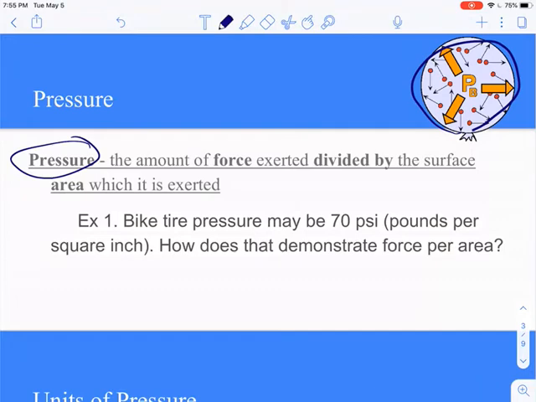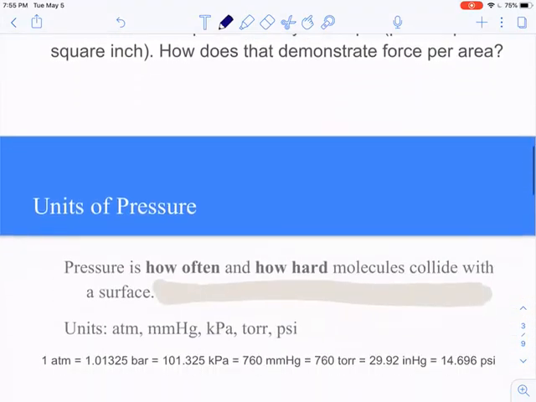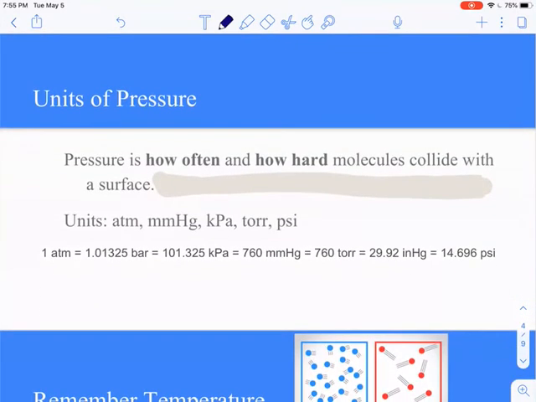If we look at bike tire pressure, you might have heard a tire pressure might be something like 70 psi, or pounds per square inch. How does that demonstrate force per area? We have all sorts of different units of pressure, and again, pressure is how often and how hard molecules collide with the surface. Make sure you write down this definition.